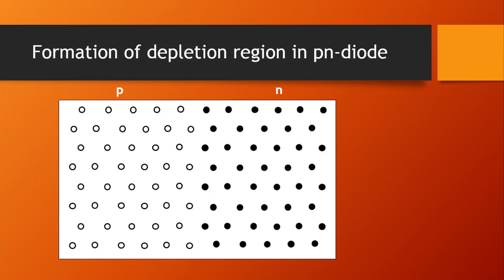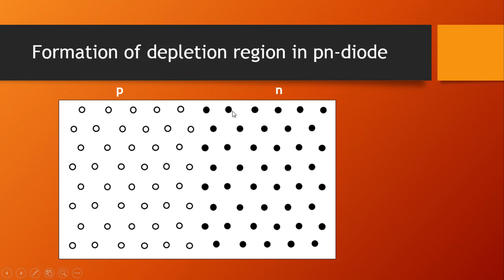Similarly, you will have large number of electrons on n side which are shown by filled circles and very few holes on n side which are again not shown here. The holes are known as majority charge carriers on p side, whereas electrons are known as majority charge carriers on n side, and the electrons are minority on p side, whereas the holes are minority on n side.